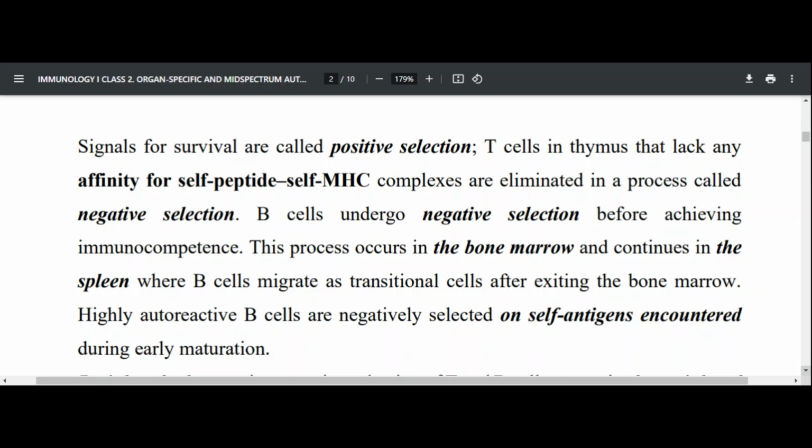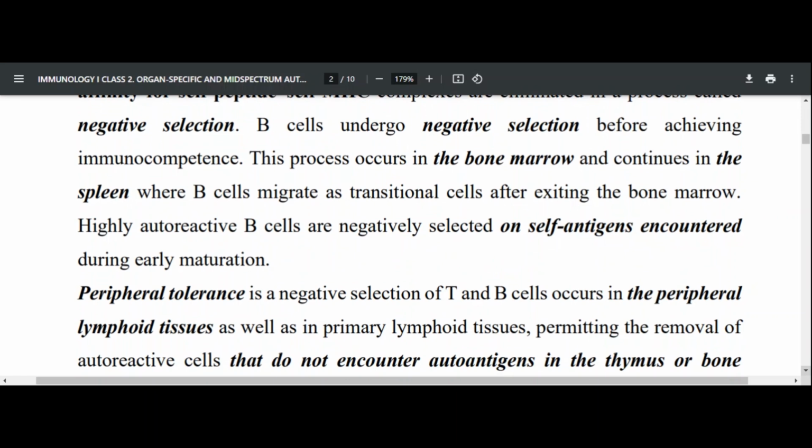This process occurs in the bone marrow and continues in the spleen, where B lymphocytes migrate as transitional cells after exiting the bone marrow. Highly autoreactive B lymphocytes are negatively selected on self-antigen encountered during early maturation. This is what happens especially for highly autoreactive B lymphocytes, and they are removed from the pool very early during their maturation process.